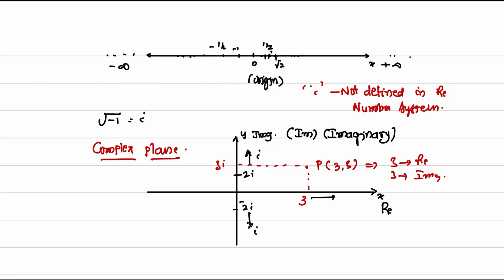This complex number is usually represented by the notation z. z is equal to x plus iy. Here, for the example, it is 3 plus 3i. This is only for example.